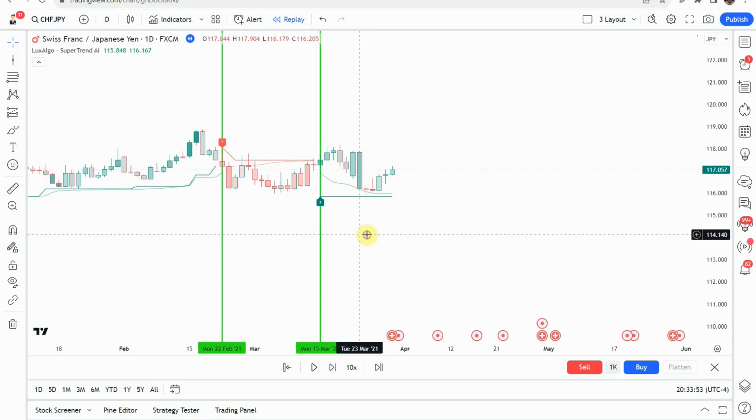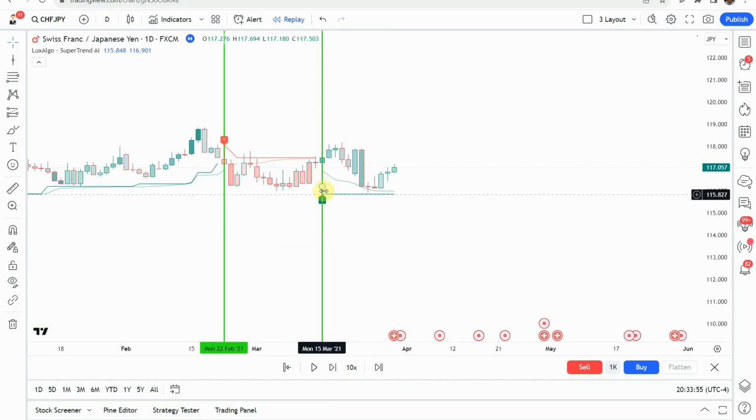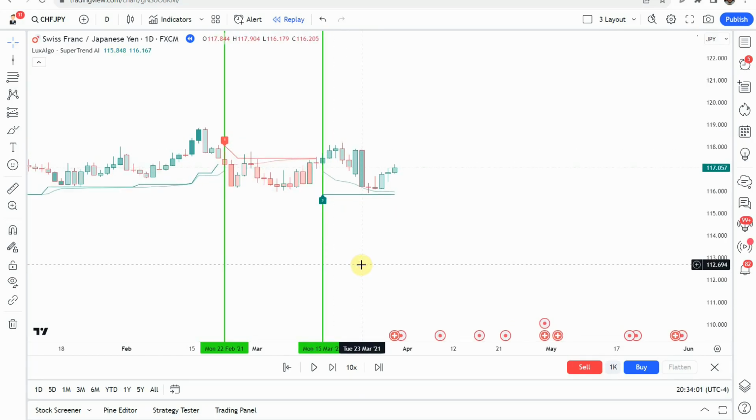Alright, the second signal that we pick up is a long signal. We get a green tag right here. We get a nice push to the upside here, and that does get us to our take profit as well. And so what I'm going to do now is just go ahead and fast forward through the rest of the testing. That way things don't get too long, and we'll pick this up when we are at the end of the year.